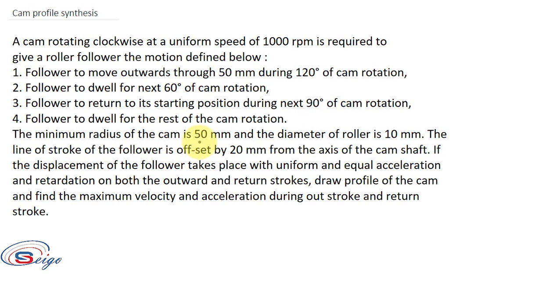The minimum radius of the cam is 50 mm and the diameter of the roller is 10 mm. The line of stroke of the follower is offset by 20 mm from the axis of the camshaft. If the displacement of the follower takes place with uniform and equal acceleration and retardation on both the outward and return strokes, draw the profile of the cam and find the maximum velocity and acceleration during outstroke and return stroke.